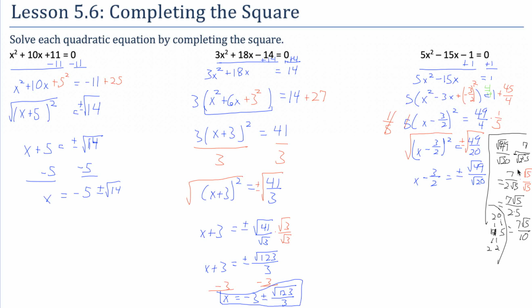Just in case you're wondering, no, you cannot reduce 5 with 10 because 5 is in a square root and 10 is not. So we did all this stuff in the black here to simplify the square root of 49 over the square root of 20. So we have x minus 3 halves equals plus or minus, and we simplified this and got 7 root 5 over 10.